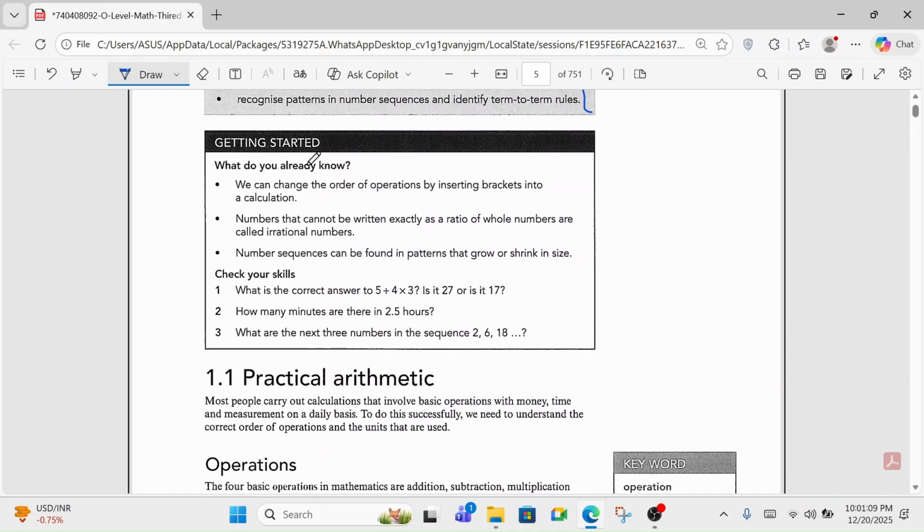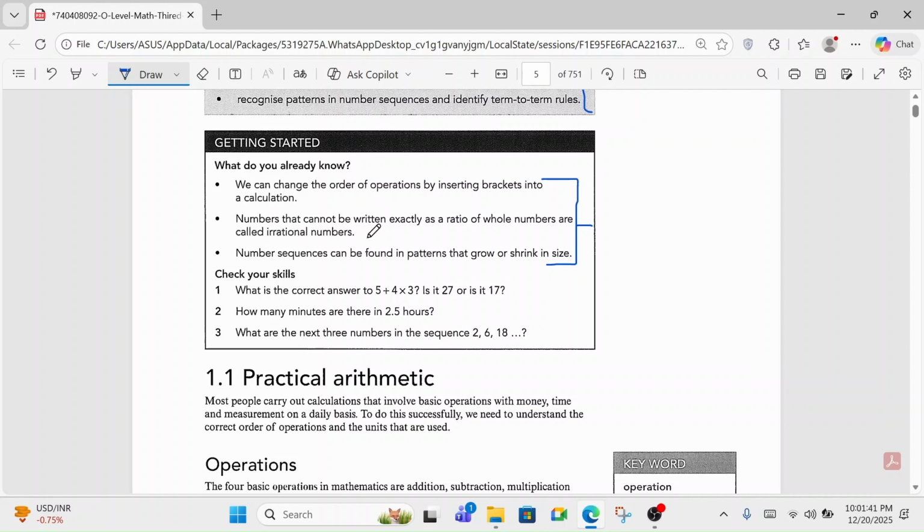Getting started. What do we know about this? These are things that are a must to know before starting this chapter. Without knowing this, doing this chapter is useless by far. I believe many of you already know what these are and how to do these, but I'm reading them out loud again. Okay. We can change the order of operations by inserting brackets into a calculation.